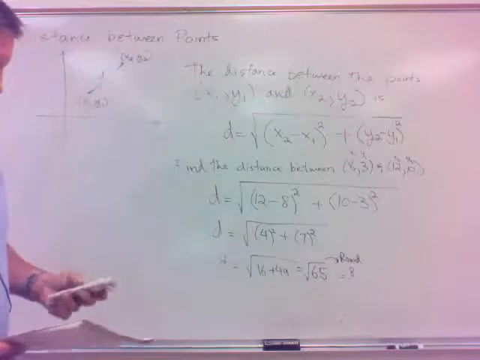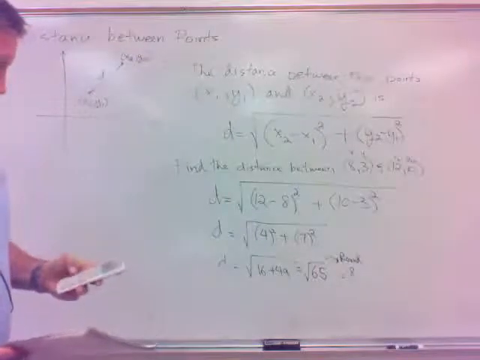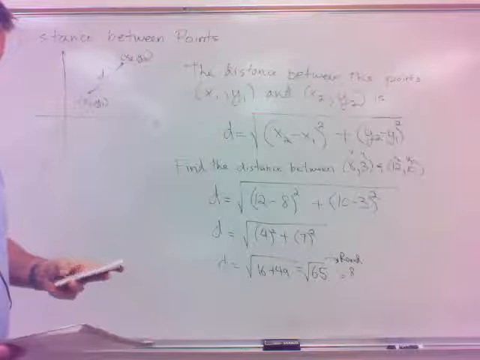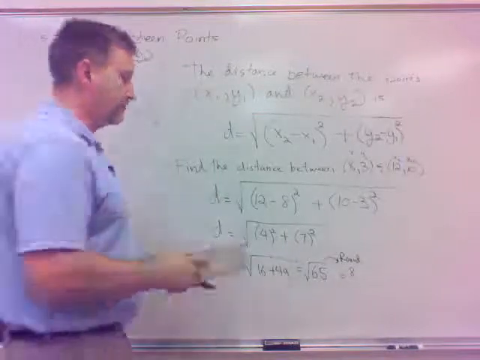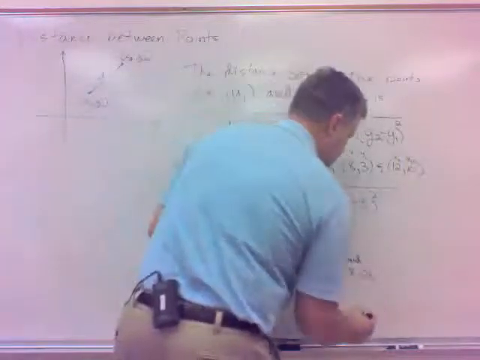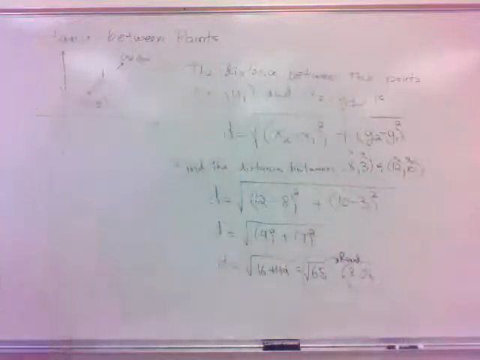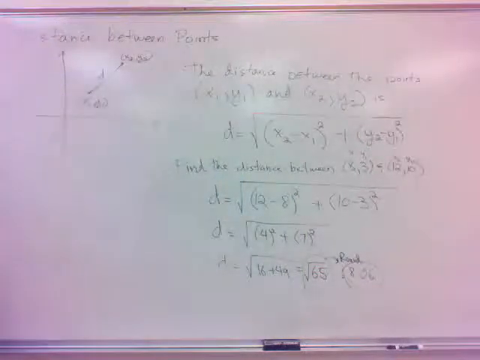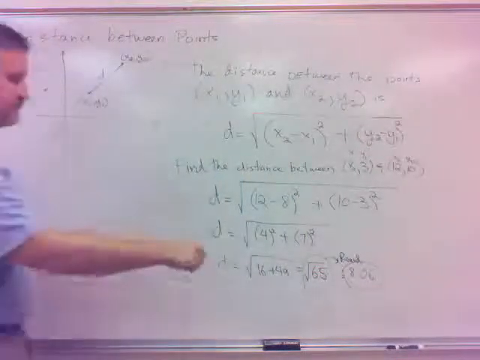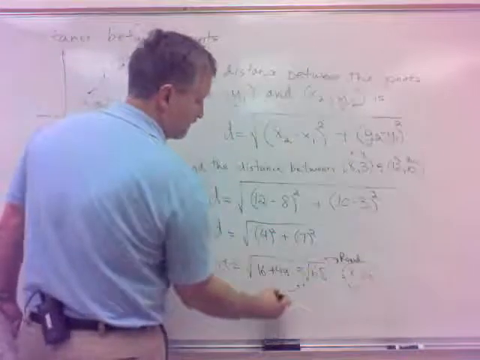Let's do it to 2 decimal places. Rounded, it would be 8.06. So depending on the type of answer, whether they want you to simplify it or round it, this is simplified form, that's rounded form.